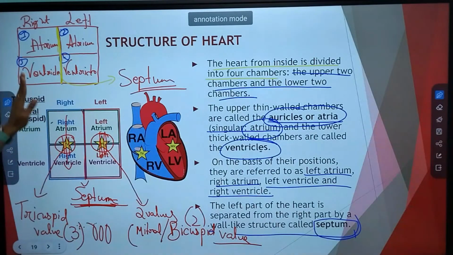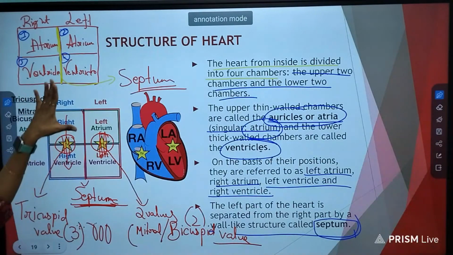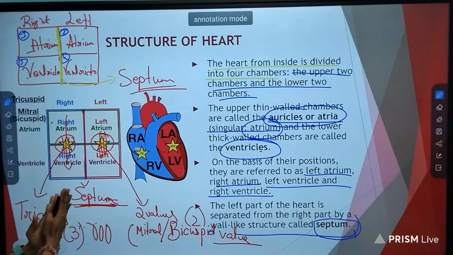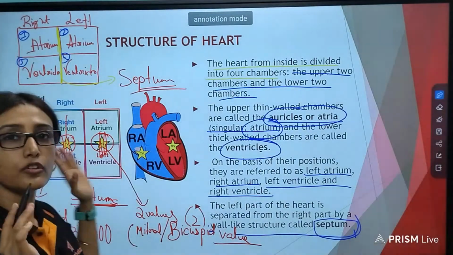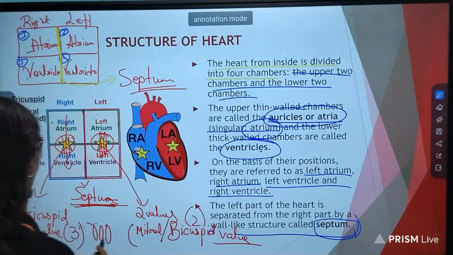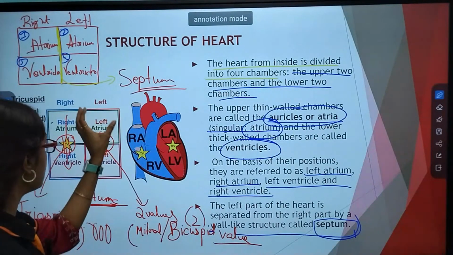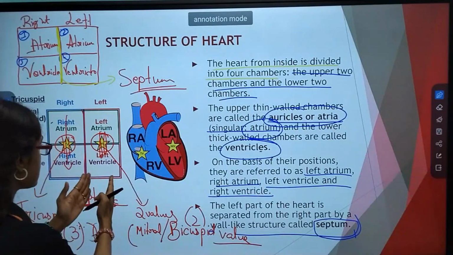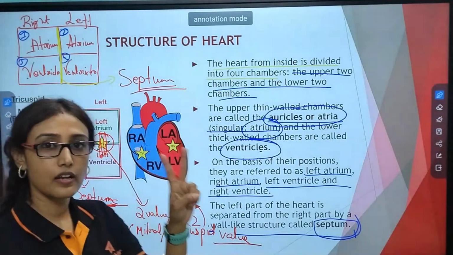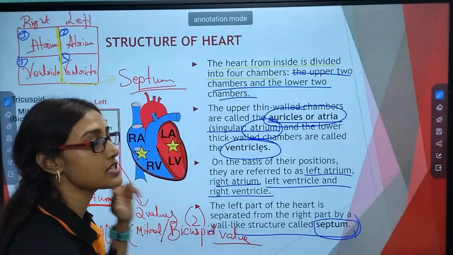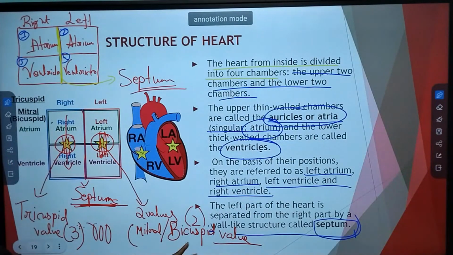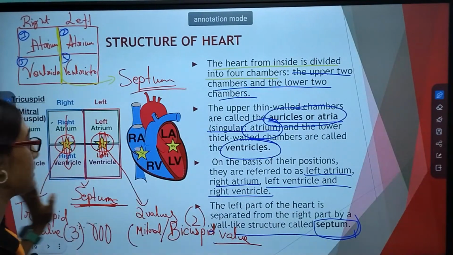So in the first, right side, there is a passage. There are three roads through which blood passes. This is known as tricuspid valve. And in the left side, from left atrium to left ventricle, there are only two roads, which are known as mitral or bicuspid valve. I hope you have understood this concept clearly now.